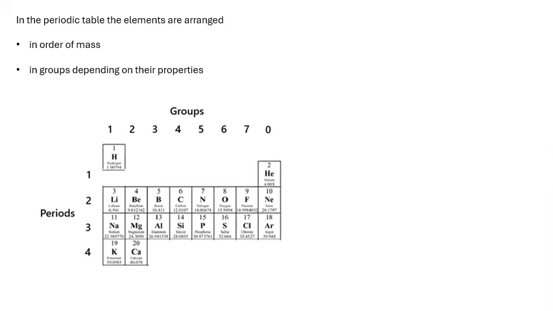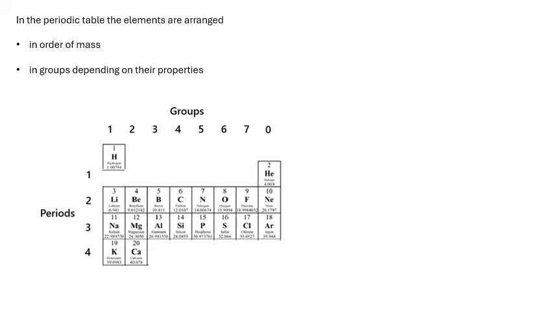Now, in the periodic table, why are they in that order? First of all, why is hydrogen first? Hydrogen, helium, lithium, beryllium. Why are they in that order? And the answer is that they are in order of mass. So hydrogen is the lightest, and then helium, and then lithium, and then beryllium, and then boron, etc., etc., all the way up to plutonium. Yes, so they are in order of mass, okay?